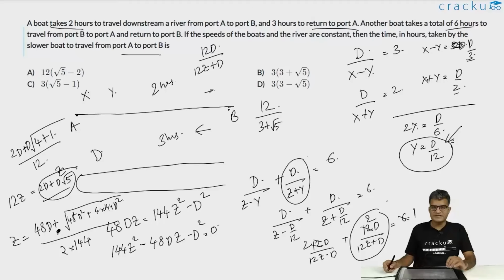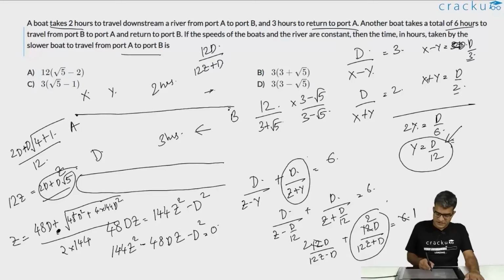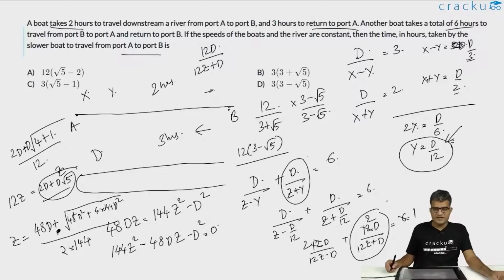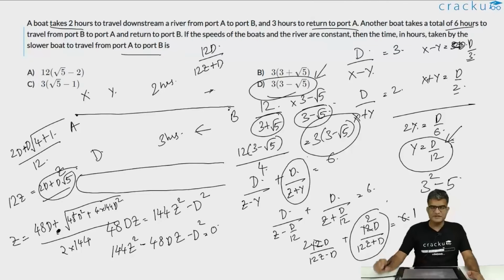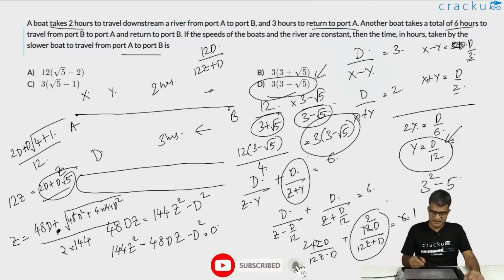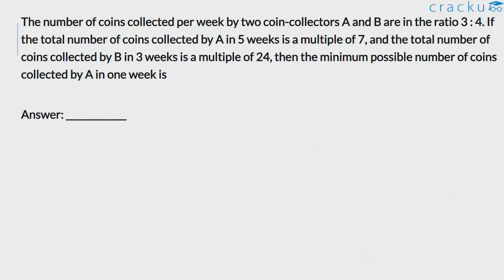If you are looking to rationalize the denominator, you multiply the numerator and denominator by 3 minus root 5. So this is 12 into (3 minus root 5) divided by (3 plus root 5) into (3 minus root 5). That will be 3 square minus root 5 whole square, which is 9 minus 5, which is 4. Simplifying, this will be 3 into (3 minus root 5). This will be the answer. This is a very long and complicated question, but sometimes these kinds of questions are given in the examination. Anyway, the answer for this is option D.